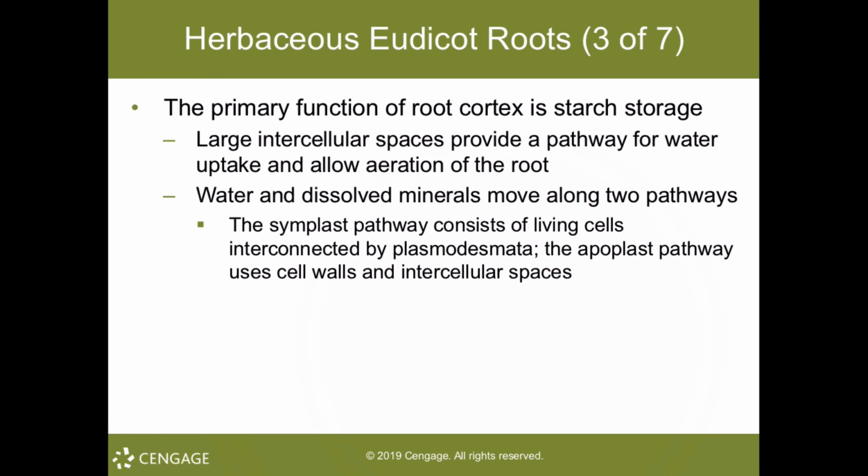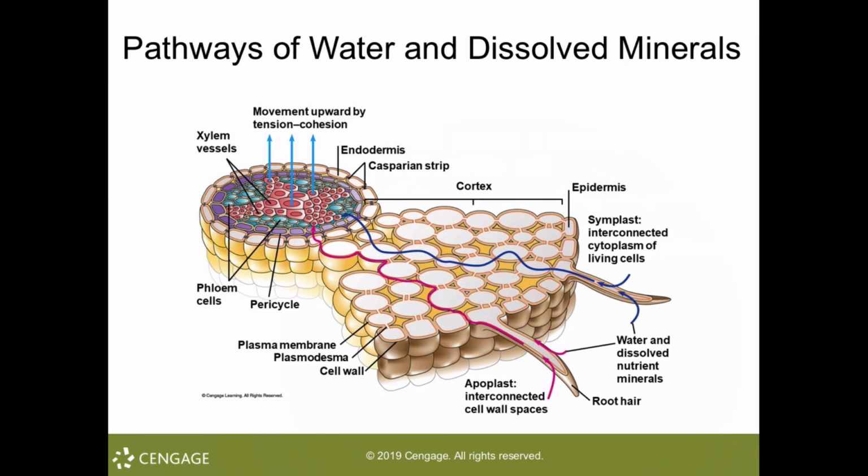With that, if you have questions, please ask. One thing that I will mention is the key point on page 765. It states that the symplast pathway consists of living cells that are interconnected by plasmodesmata, and the apoplast pathway uses cell walls and intercellular spaces. I mention these because the primary function of the root cortex is starch storage. If you look closely, you're seeing both the symplast pathway as well as the apoplast pathway.